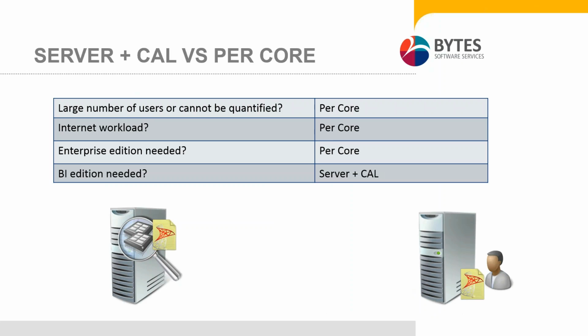If you're using SQL as a backend to an internet workload or anything like that, again, that's unlimited access from external users. You wouldn't be able to assign CALs to those users, who purchased the per core model. If you were looking at the Enterprise edition, that's only available per core, so you'd have to license that per core. Same with the BI edition, that's only available server and CAL, so you'd license that server and CAL.